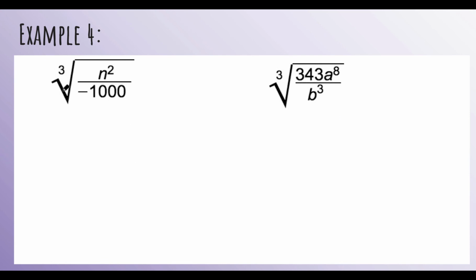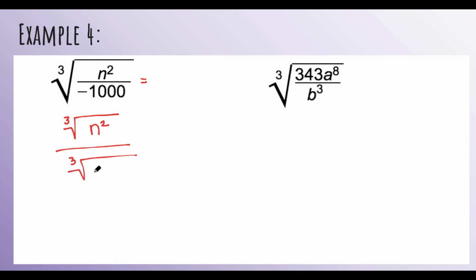Next, we're going to look at the cube root of n squared divided by negative 1,000 using the quotient property for radicals. So we're going to rewrite this: cube root of n squared divided by the cube root of negative 1,000. So the cube root of negative 1,000, this is actually negative 10 times negative 10 times negative 10. So this is a perfect cube. So we're going to leave the numerator, cube root of n squared. We can't take anything out of the radical, but we have negative 10 in the denominator.